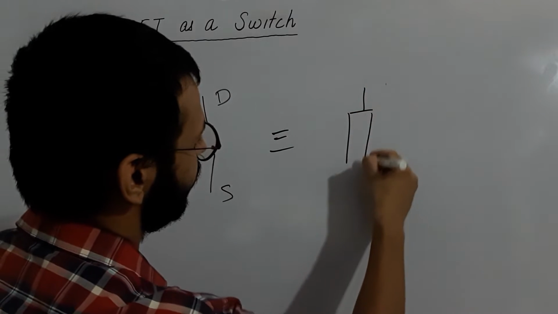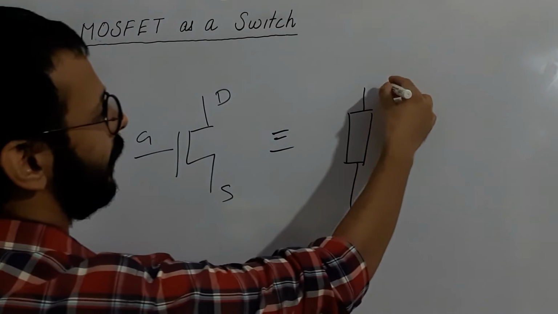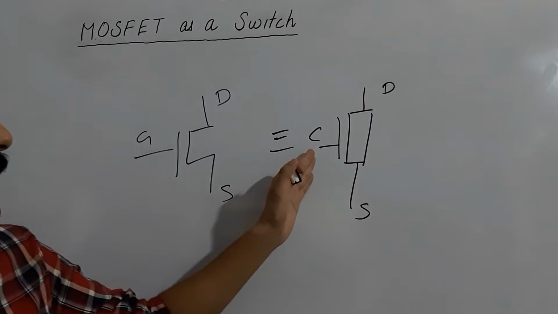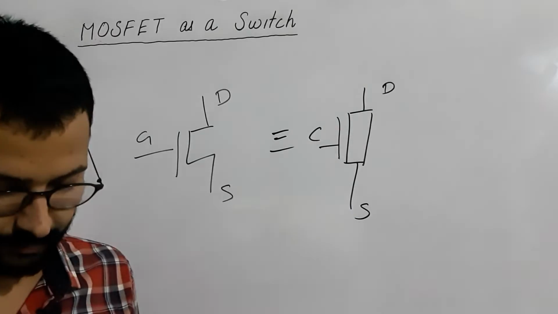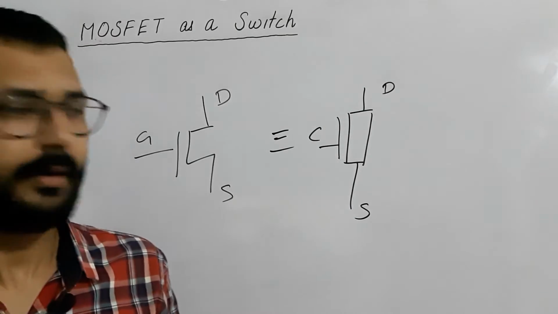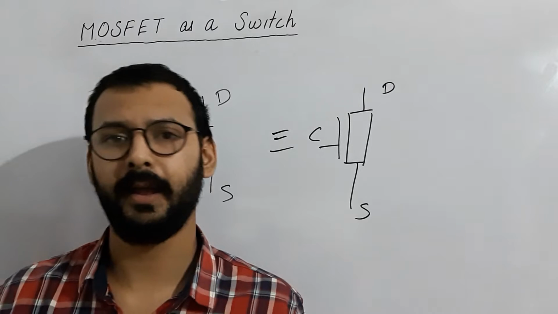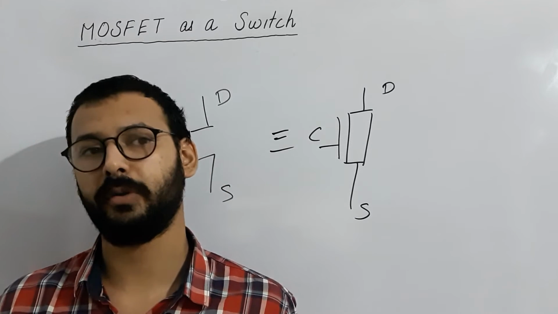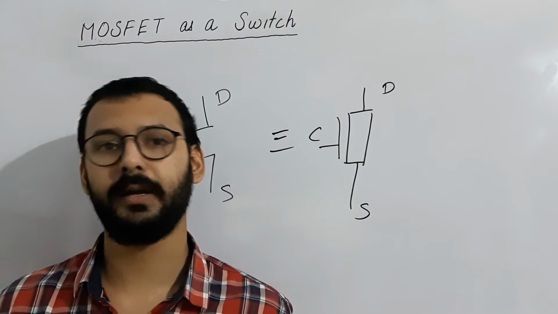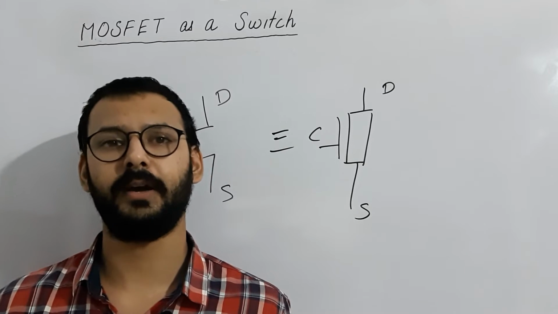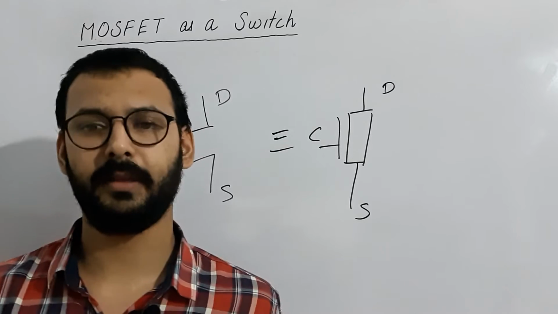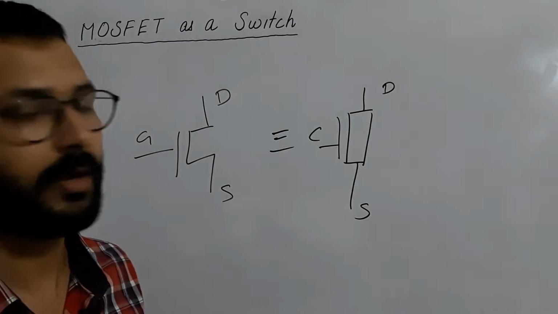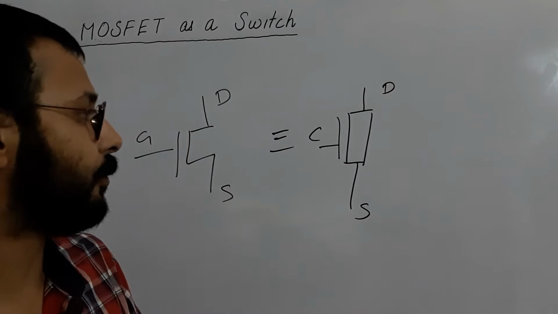Like this one. I have drain, I have source, and I have a control terminal, the gate. Just for the basic understanding, right now I'm just talking about the ideal condition. I'm not talking about the W/L, I'm not talking about the RDS value, nothing. Just consider all the ideal state, to understand the basic functionality and how MOSFET works as a switch.